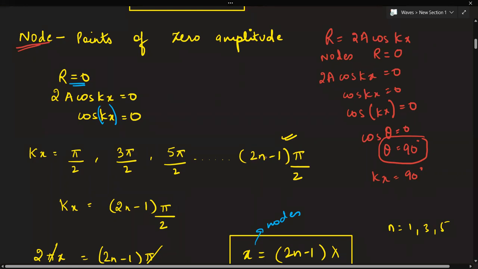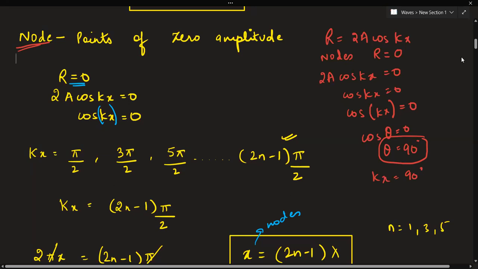Now as you keep putting the values of n, you will keep getting these values of kx. For example, put n is 1, what will happen? 2 minus 1 will be 1, into pi by 2 will be pi by 2. So this is 90 degrees, which is kx is equal to 90 degrees that we had written. Similarly, if you put n is equal to 2, then 2 into 2 is 4, 4 minus 1 is 3 pi by 2. So if you take any value of n, just multiply it. This is a standard way of writing it.